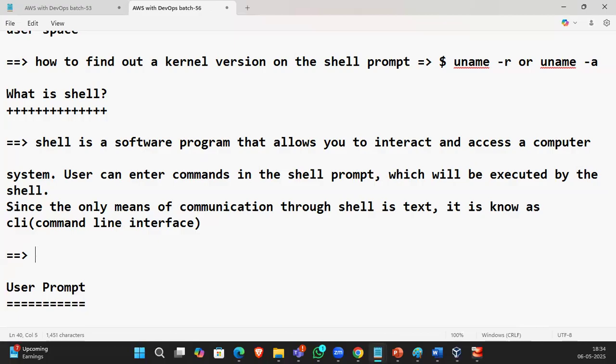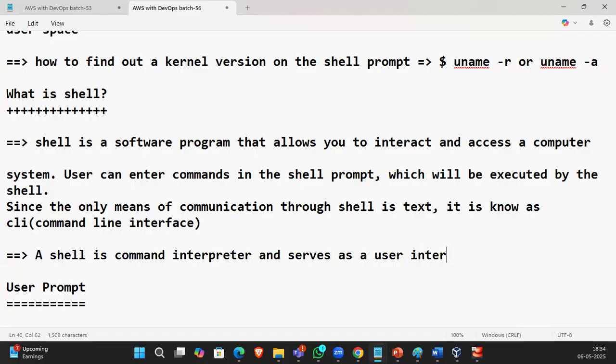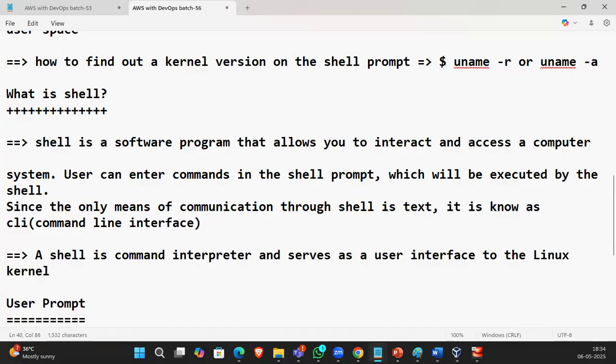A shell. What is that? A shell is a command interpreter and serves as a user interface to the Linux kernel. Okay, to the Linux kernel.